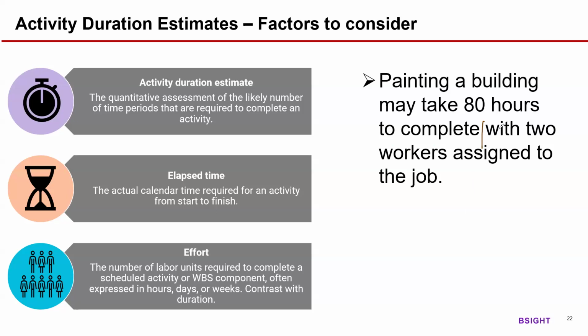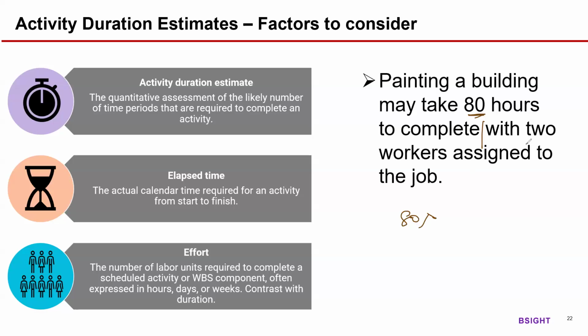Now the next information, with 2 workers assigned to the job, is required for the effort, to calculate the effort. So the question is, how many man hours of effort is put in that work to complete the activity in 80 hours? How many man hours of work is happening in that activity? That is the effort. So here, painting activity is happening for 80 hours.